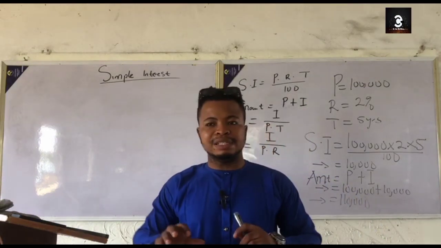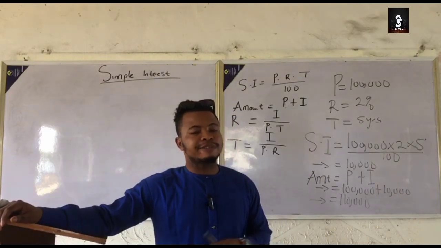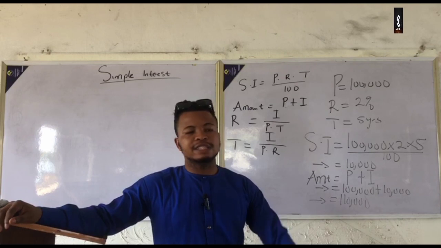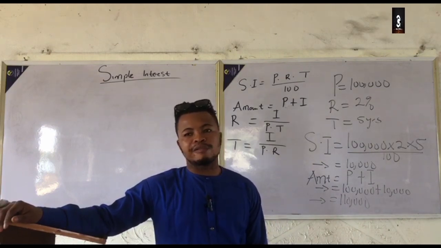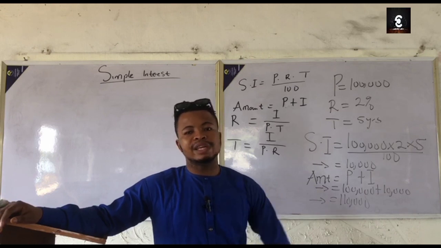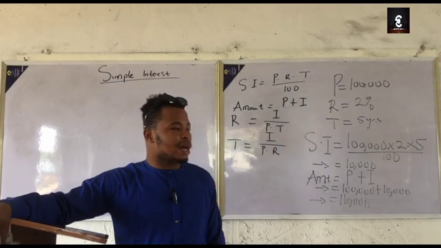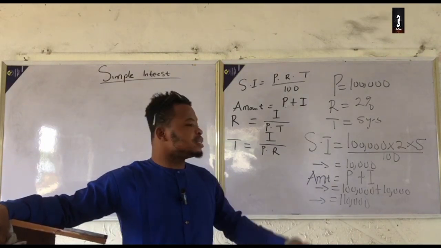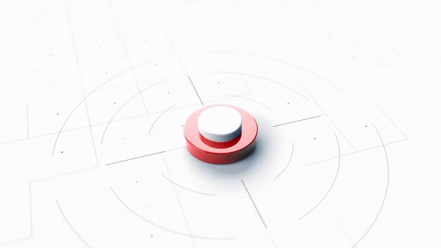Okay, that is the basics of simple interest. First and foremost, identify the principal. Identify the number of years. If the number of years is given to you in weeks, you convert to years. If it's given to you in days, you convert to weeks. Okay, that is it. The next question we'll be looking at is a question where the time is given in days.